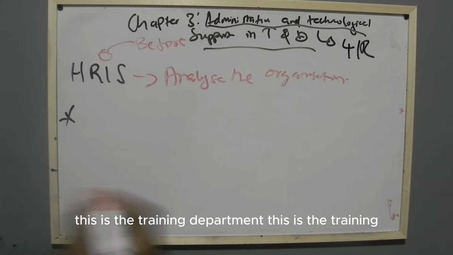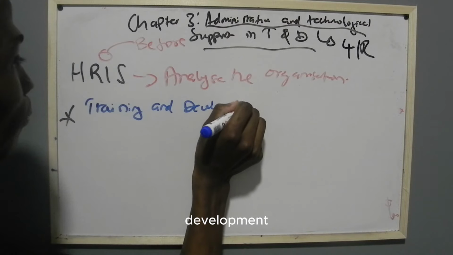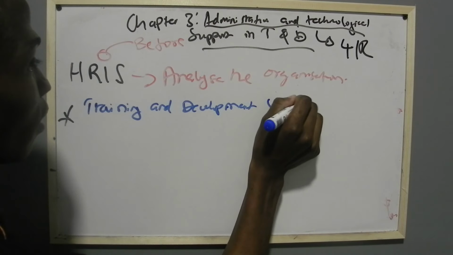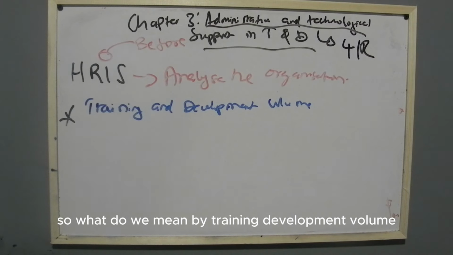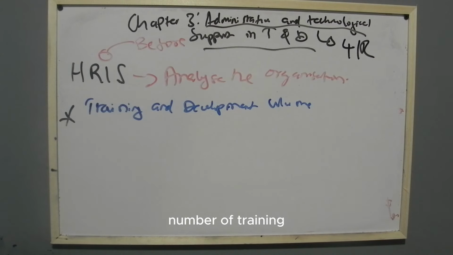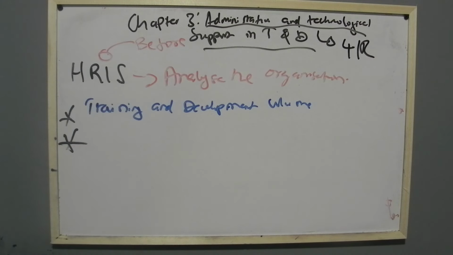In our analysis of the organization, these are the important factors that we must include. Number 1 is the training and development volume. What do we mean by training and development volume? We mean the number of training programs that are going to take place in the organization. Right. Number 2, training and development records in IT.